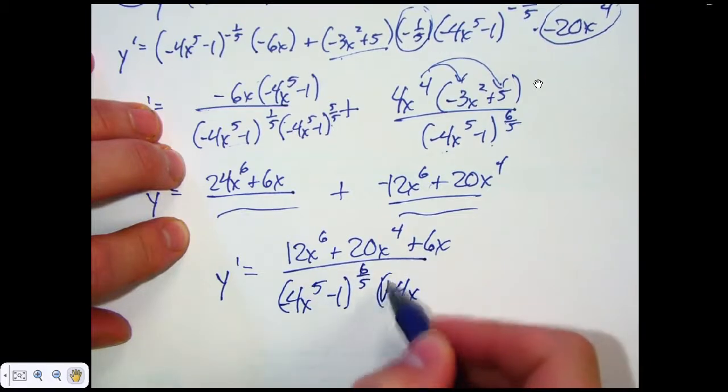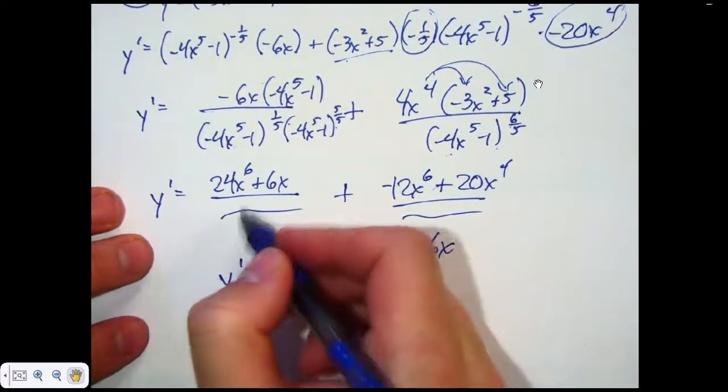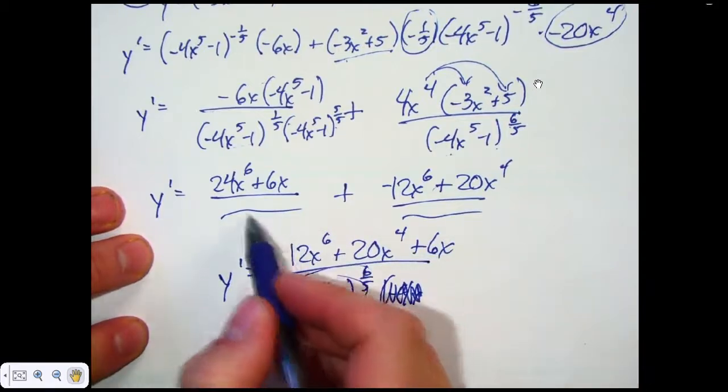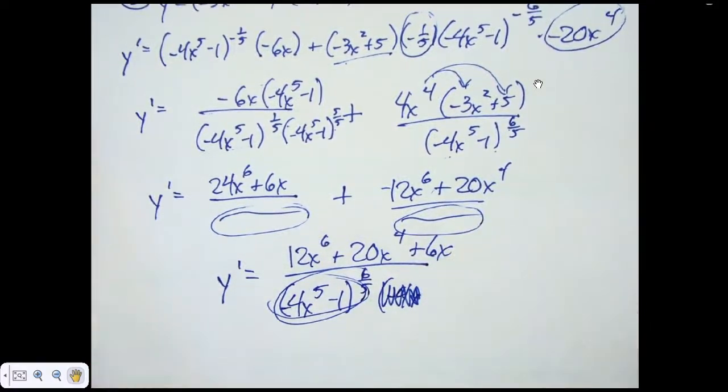To the 6/5, and that's it. So it's just the 6/5. And that's what would have been up here too. So this would be there, this would be there, and then common. Alright, going on to number 6.